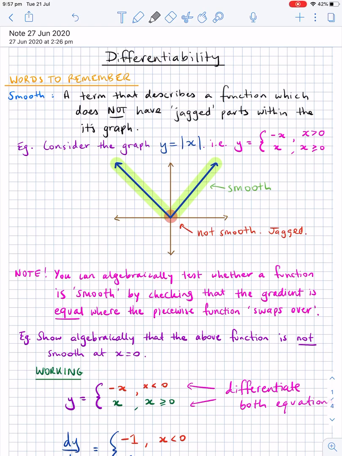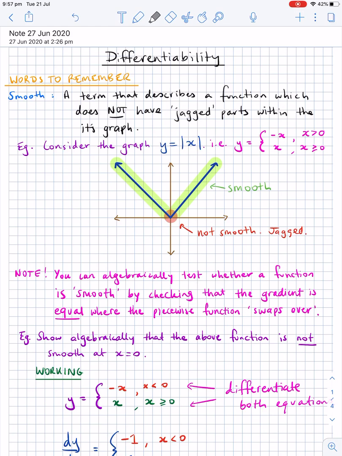Hi guys, for today's lesson we're going to be dealing with differentiability. So first up, you need to be aware of what the word smooth means in this context of graphs and derivatives, etc. Smooth is a term that describes a function which does not have jagged parts within its graph.